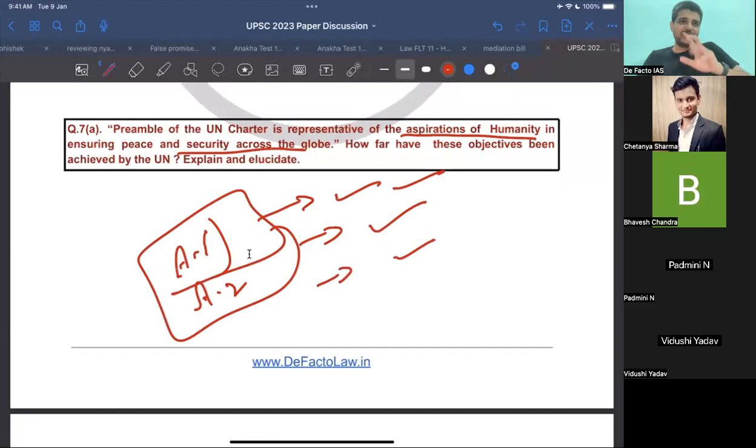So write that negatively in limitation. Positively, what are the things that need to be done? So write this there: should not interfere into the sovereignty; should resort to the peaceful settlement of dispute.